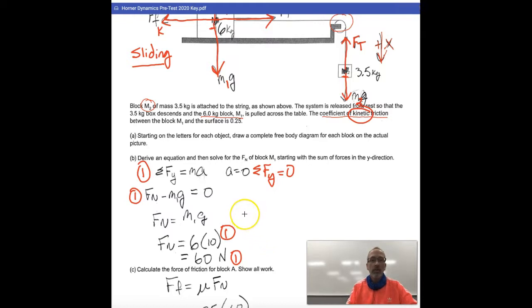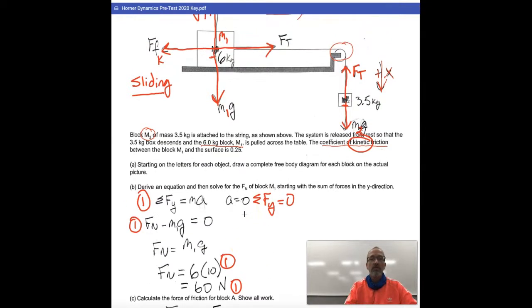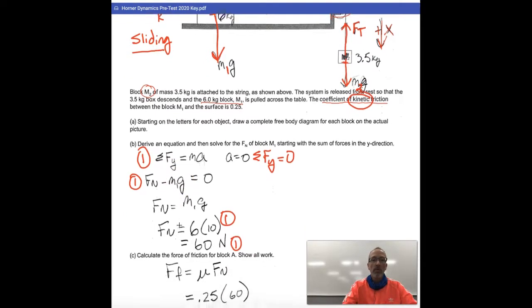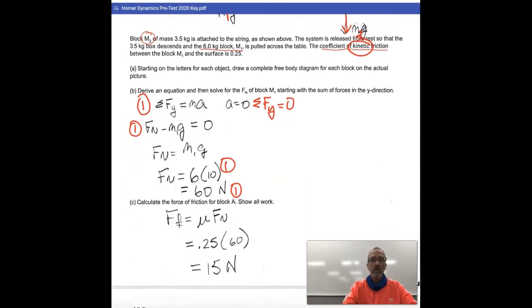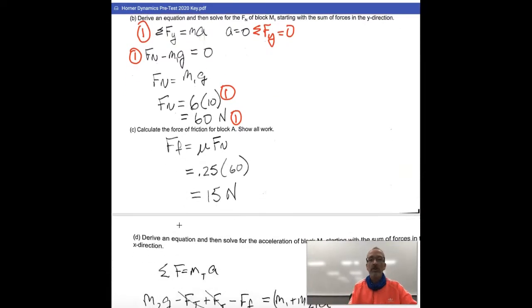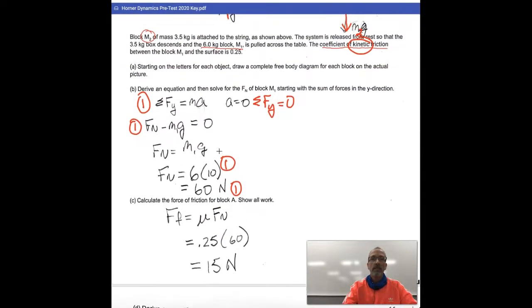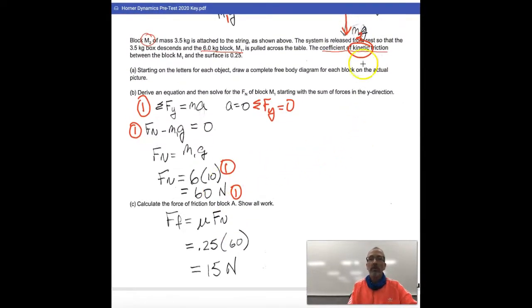For the next part, we want to find the force of friction. It's tempting to do a sum of the forces for this, but you don't want to. Instead, for the force of friction, we want to use the equation that's on the equation sheet. And you'll notice that equation is just the force of friction is equal to mu times Fn. Our mu value from the reading up top, you'll see, is 0.25. So the coefficient of kinetic friction is 0.25.